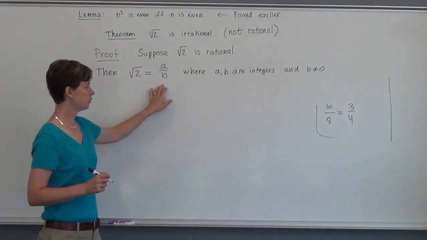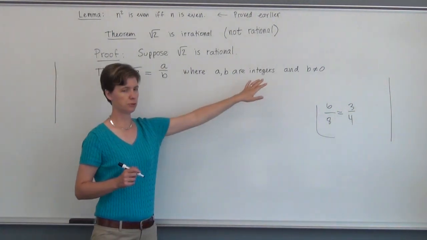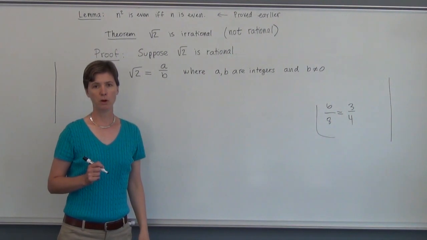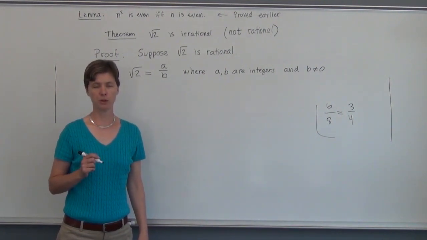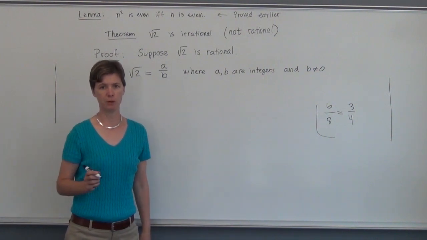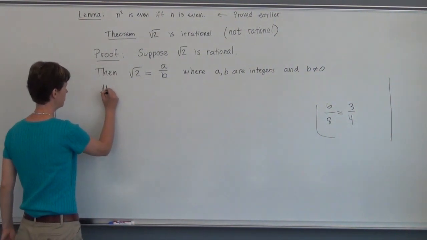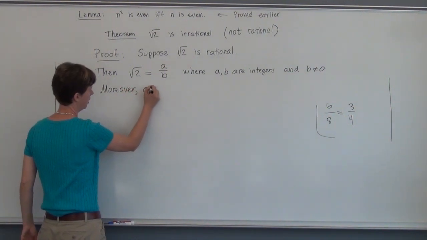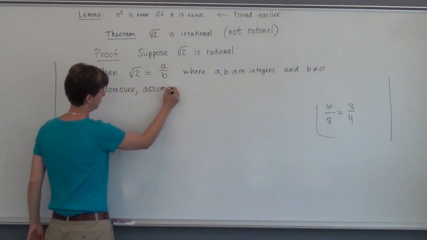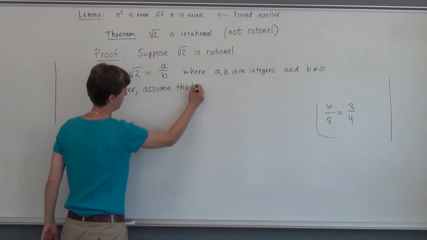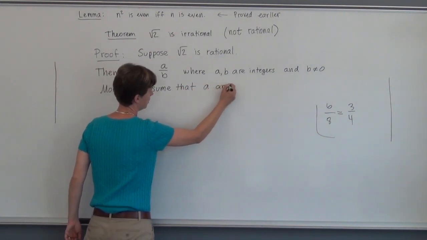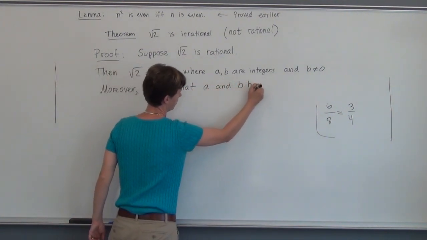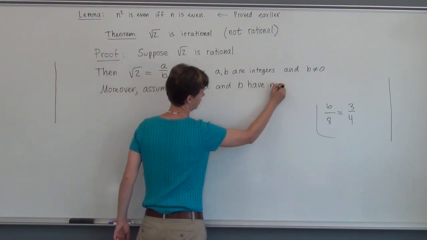So in addition to assuming that a and b are integers and b is not 0, we will also assume that a and b have no common factors, because if they did, we could just cancel them out. So moreover, assume that a and b have no common factors.